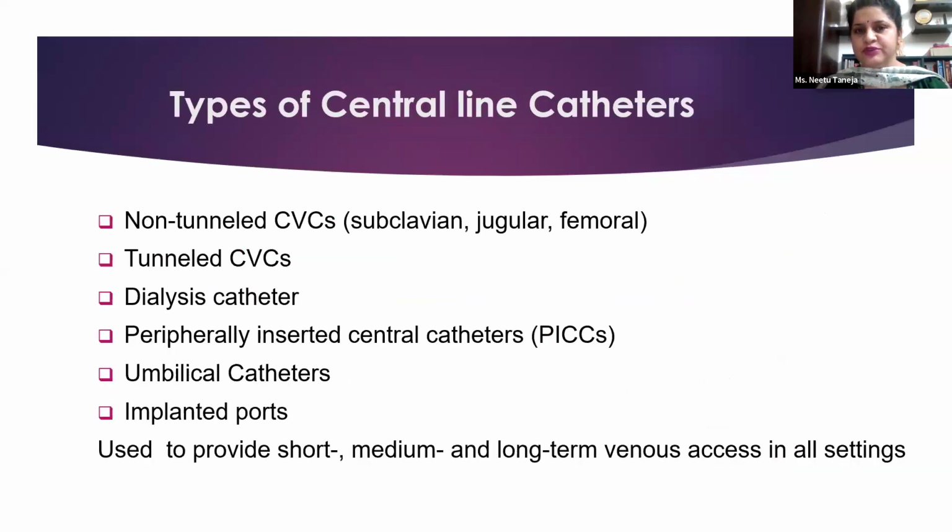A little bit about types of catheters. You will come to know what kinds of catheters come under central line catheters. They are the non-tunneled CVC catheters, then tunneled CVC catheters, dialysis catheters, and peripherally inserted central catheters. We call them PICC lines also. Then there are umbilical catheters and implanted ports, and all these catheters are usually used to provide short, medium, and long term venous access in all settings.